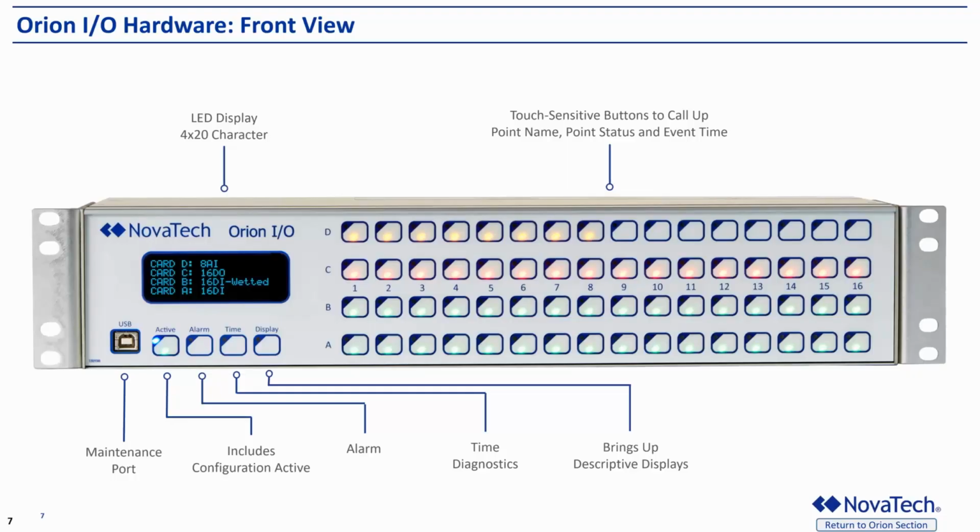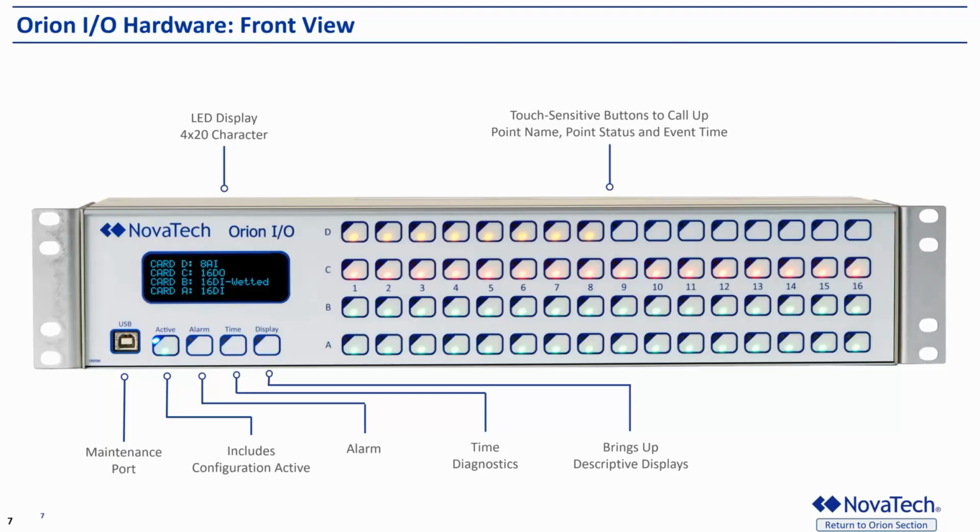The rest of the buttons that you see on the right side are for statuses, based on how you have this Orion I/O configured, whether you have cards in slots A, B, C, or D. One thing I do want to point out here is the first card that you have on this Orion I/O is card A. Notice that it's on the bottom. So the other cards B, C, and D are stacked above it.